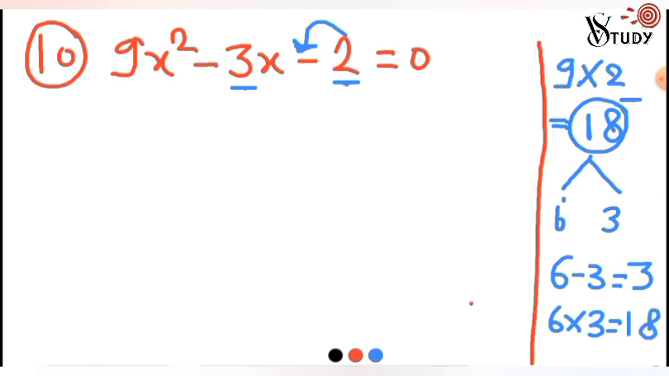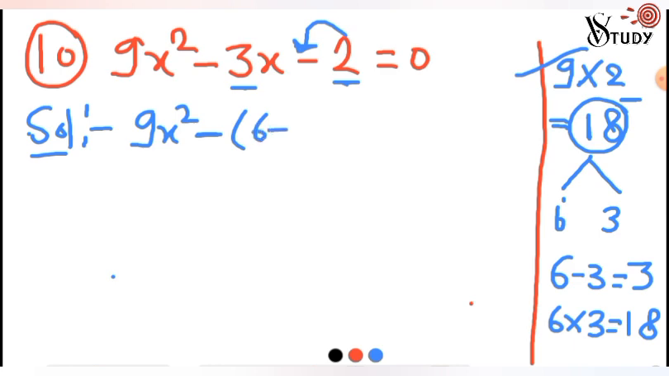So now start solving this question. This is the basic concept. This is the basic strategy to solve this quadratic equation. Now 9x square minus 6 minus 3 multiplied by x minus 2 is equal to 0.